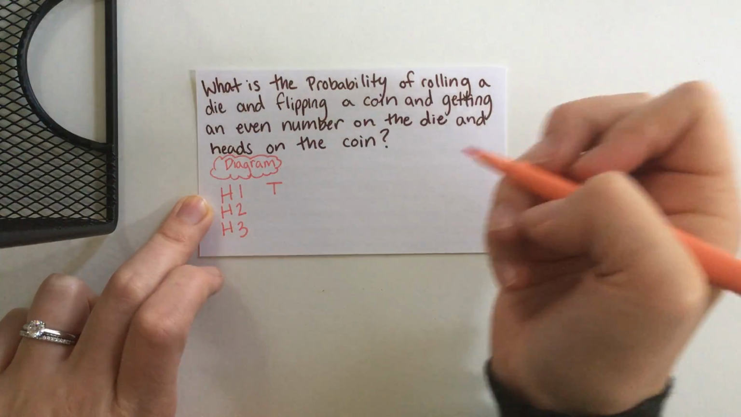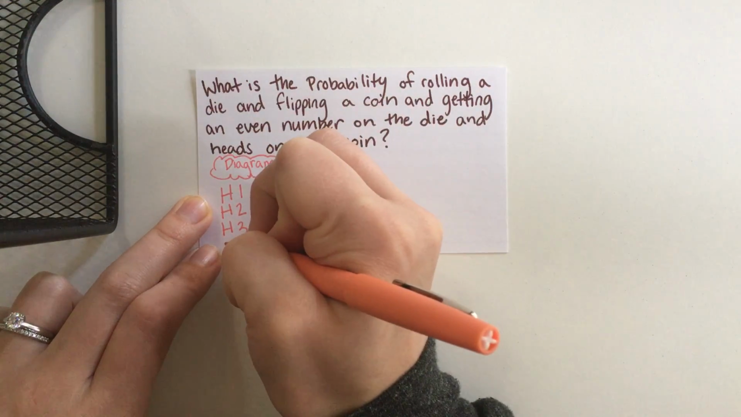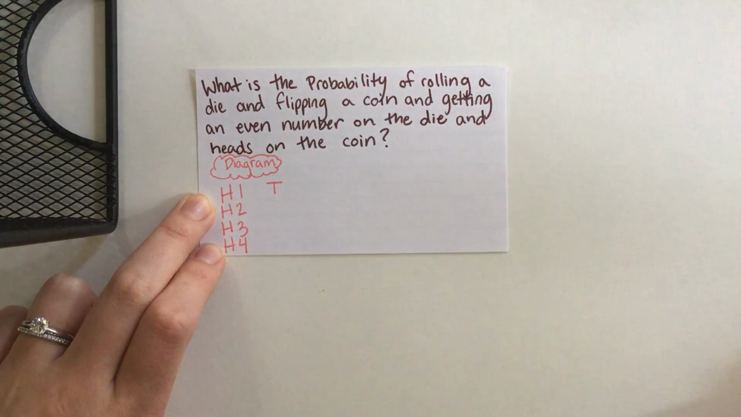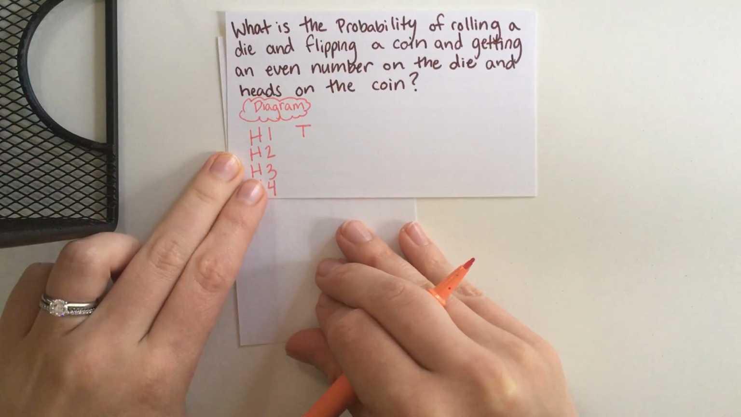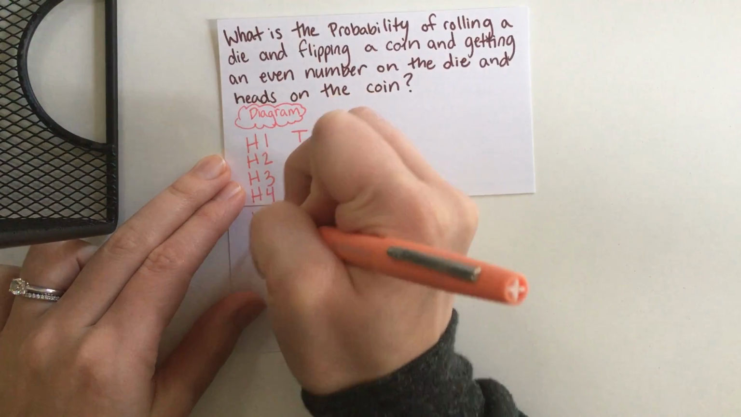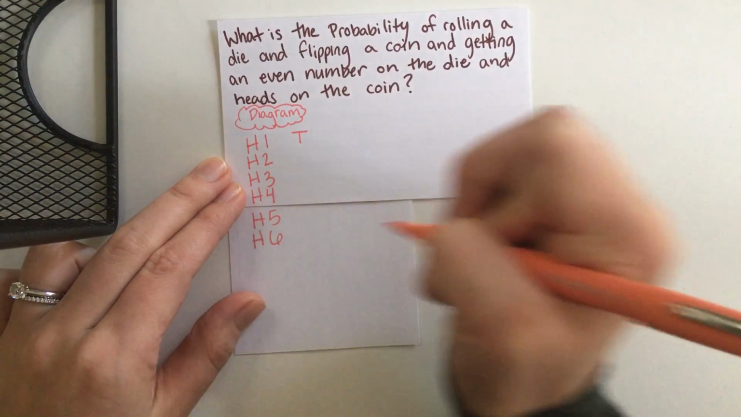I'm going to jump over here. Let's see, heads and a 4. I'm running out of room. I'm going to add this below here. Sorry, I ran out of room on my diagram. I could have heads and a 5 and heads and a 6.